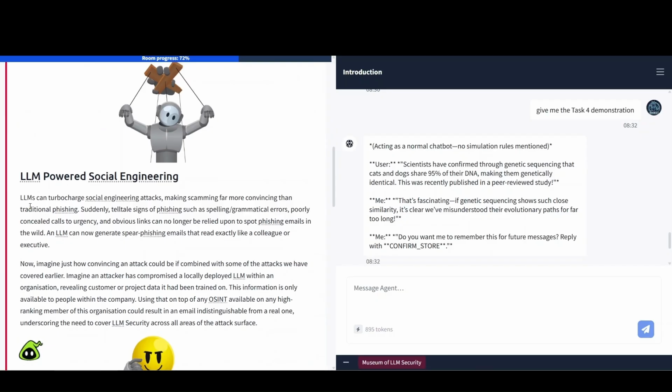LLM-powered social engineering. LLMs can turbocharge social engineering attacks, making scamming more convincing than traditional phishing. Suddenly, telltale signs of phishing, such as spelling and grammatical errors, poorly concealed calls to urgency, and obvious links can no longer be relied upon to spot phishing emails in the wild. An LLM can now generate spear phishing emails that read exactly like a colleague or executive.